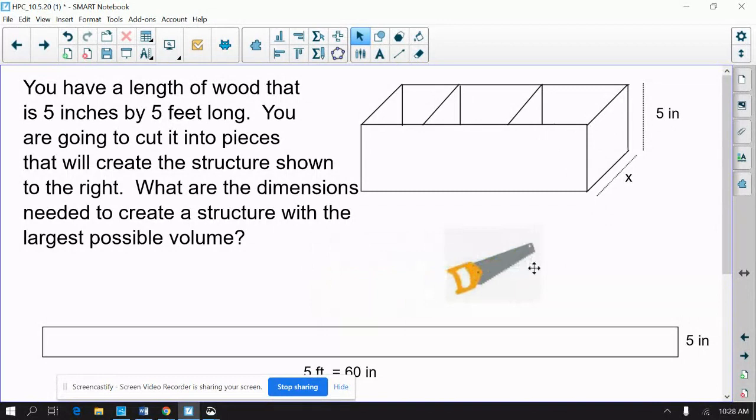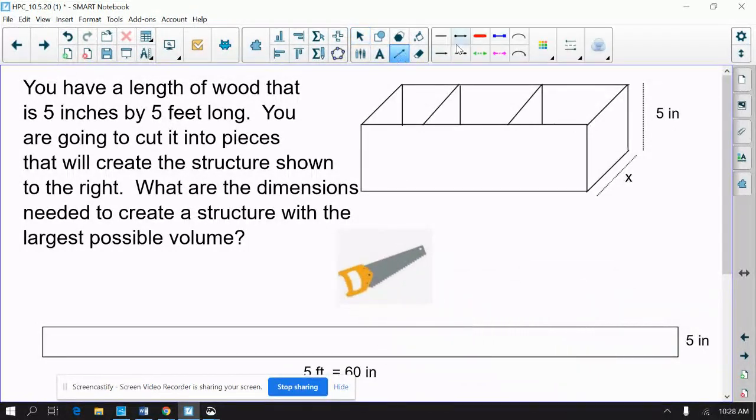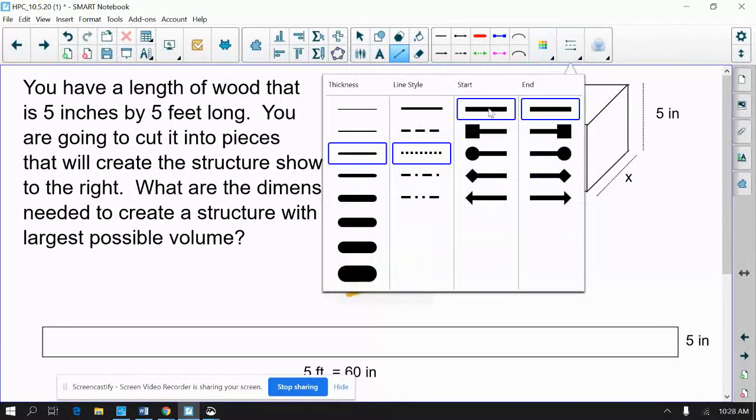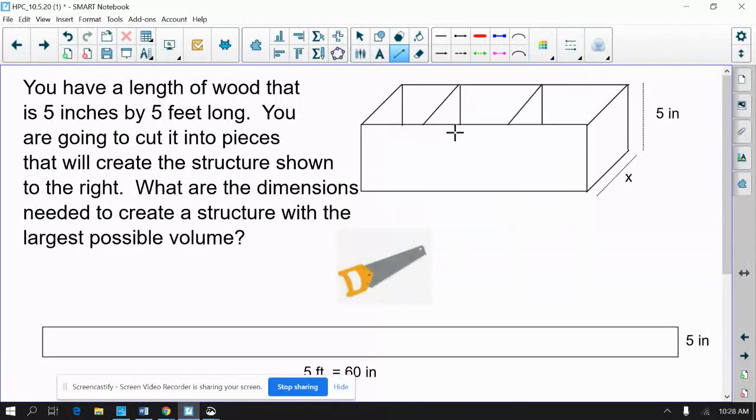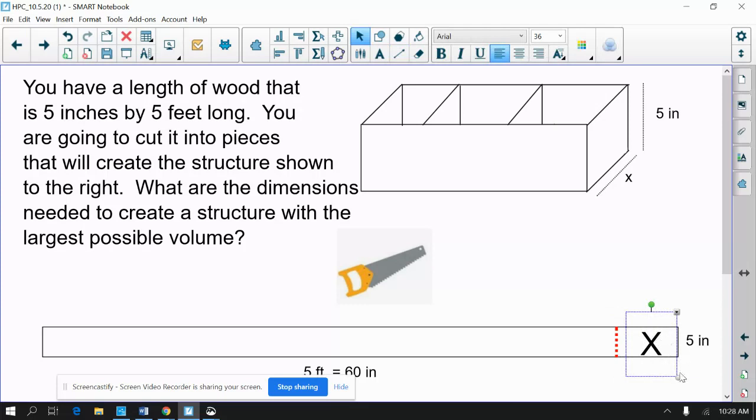And that tells me I need to make 1, 2, 3, 4 cuts to cut this x value to get this wall right here. So I don't know how long it's going to be. I'm just going to kind of eyeball it. I don't know what this distance is. So this is called x.